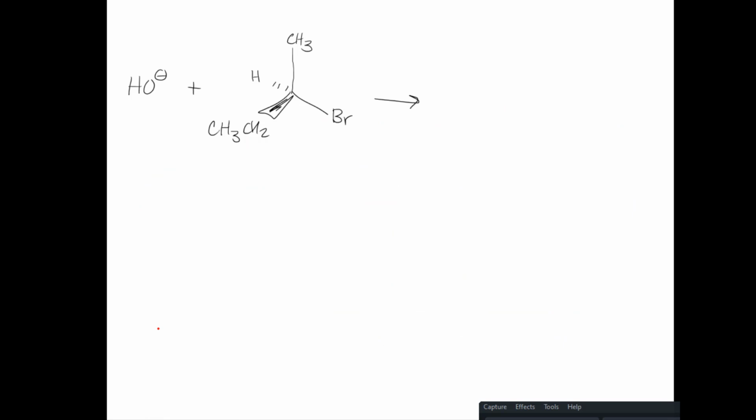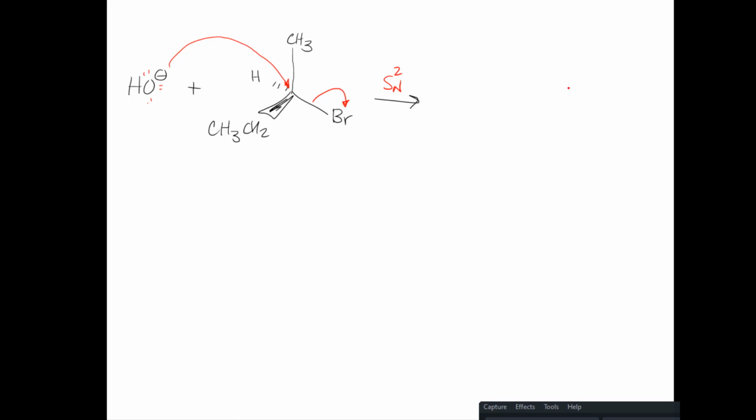Okay, so let's write a mechanism for this SN2 reaction. And so first I start with my arrow, and I say that my arrow has the OH minus. The minus charge is going to come in and add its pair of electrons to the carbon. And then this bond is going to break, and that pair of electrons is going to go, in this case, to the bromine. So the pair of electrons is coming in from the oxygen to form the O-C bond. The carbon-bromine bond is breaking.